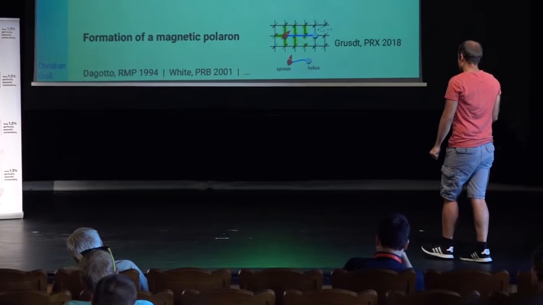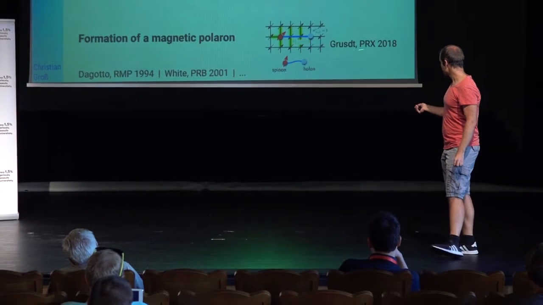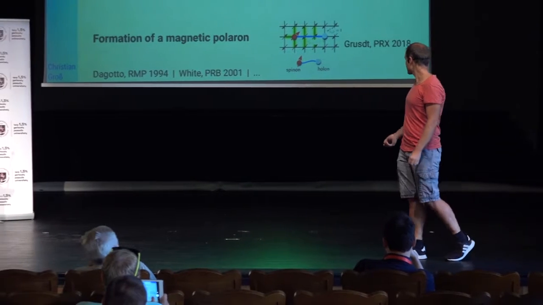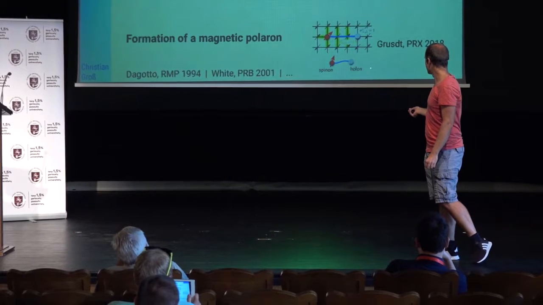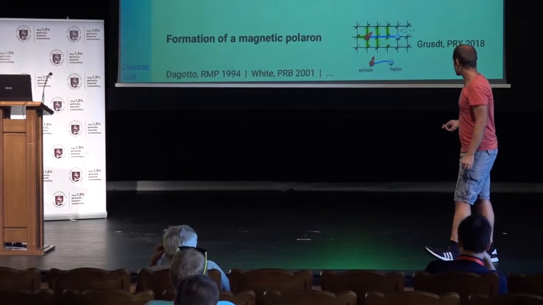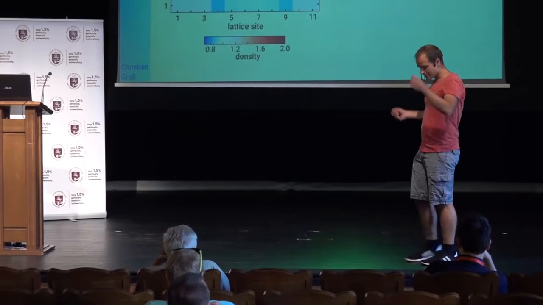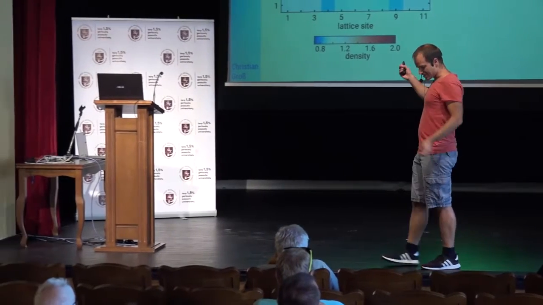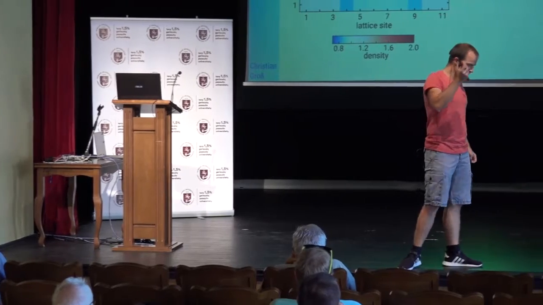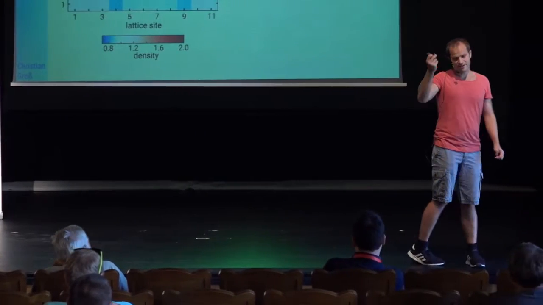So that is basically based on an idea that Fabian Grusdt and Eugene Demler developed, and that is what they call a string picture between a spinon and a holon. So that's basically the theory background behind that, and we have strong correlation with them.